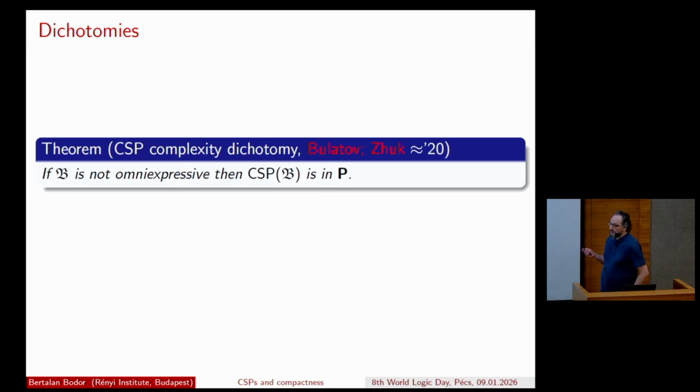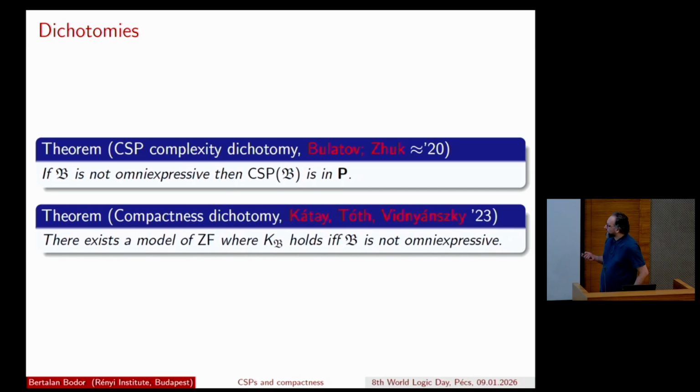And what is the other dichotomy? Again, it's the same three Hungarian authors who proved it. Basically, this is the dichotomy we have for compactness. They constructed a single model of ZF where the compactness principle over a structure holds if and only if the structure is not omni-expressive. Because of this, the ultrafilter principle fails, but all the other ones, which are not automatically equivalent, actually hold.